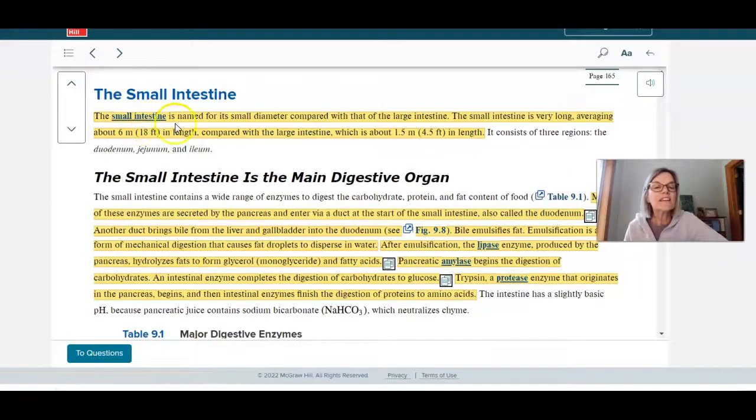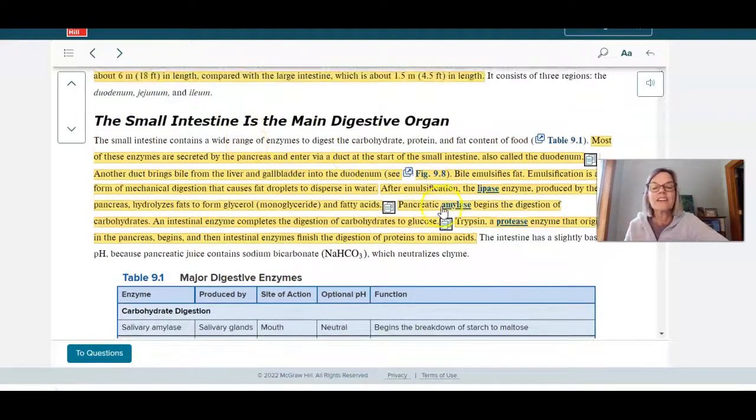The small intestine is named for its small diameter, not its small length. It's actually longer than the large intestine, but it's narrower. So it's called the small intestine. It's about 18 feet in length. So 3 or 4 times, well, maybe not quite 4, but definitely 3 times longer than most of us.